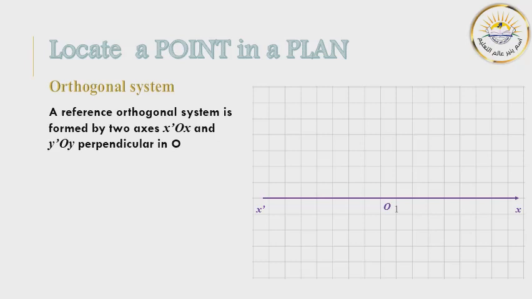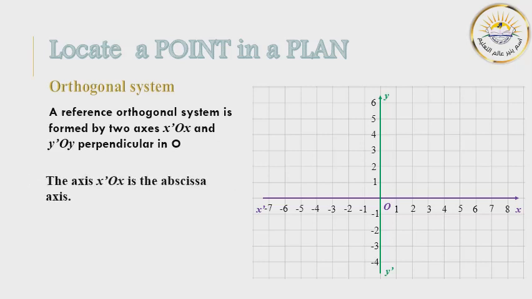So this is the abscissa axis or x prime OX. It has positive numbers to the right of the O and negative numbers to the left of the O. And we have the ordinate or y prime OY axis. It's vertical and intersects with the abscissa axis at point O, which is the midpoint. They intersect perpendicularly, of course. It has the positive numbers to the top, or upper than the O, and negative numbers below the O or below the abscissa axis.